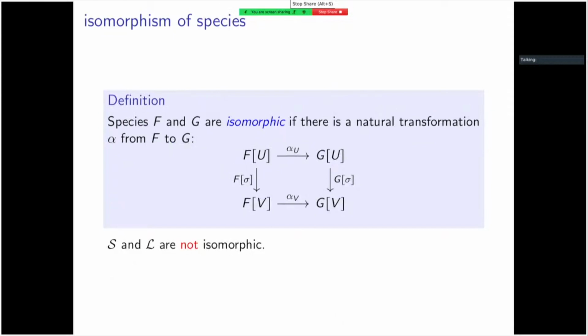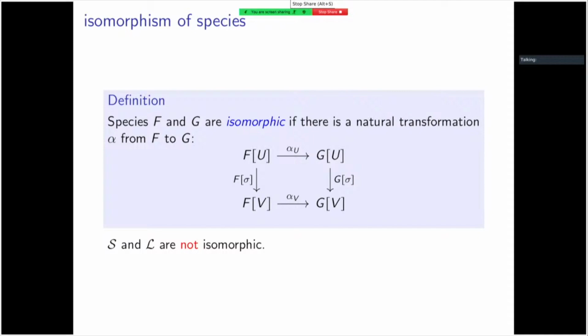And we can also say what it means that two species are isomorphic, not structures, but species. Well, if there is a natural transformation alpha from F to G, and it's best to think of, how should I say, they produce the same things up to relabeling. That's how you should think of it.